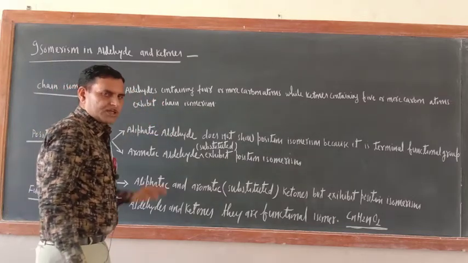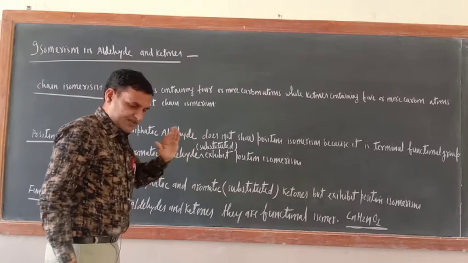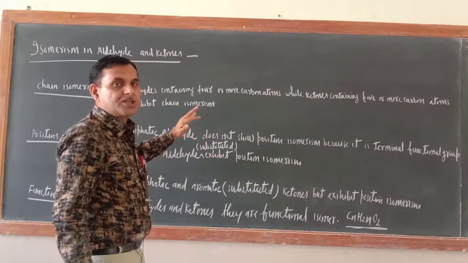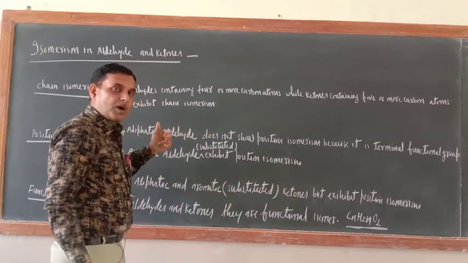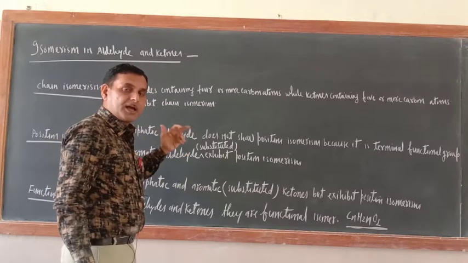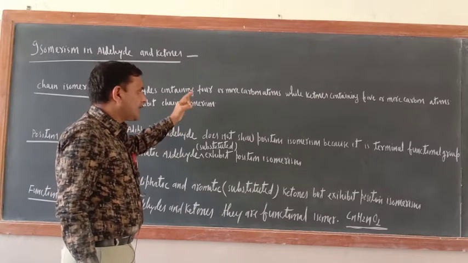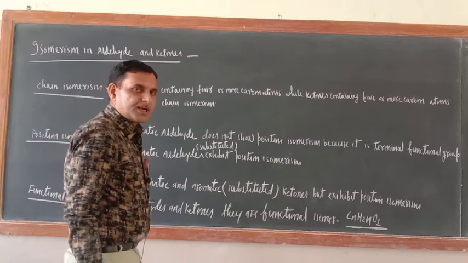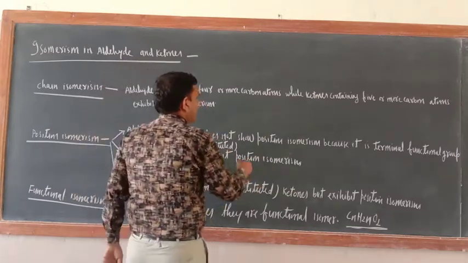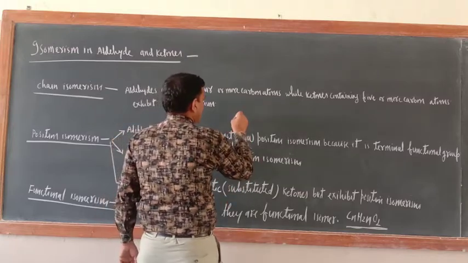Just see, all aldehydes and ketones do not exhibit it, especially the lower members of aldehydes and ketones do not exhibit chain isomerism. It means if you want to show isomerism in aldehydes and ketones, you have to take a minimum of 4 carbon atoms in case of aldehyde, and in case of ketone 5. So just see the example. Write one aldehyde which contains 4 carbon atoms.